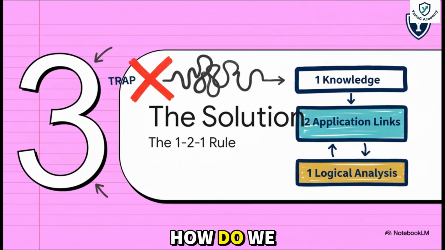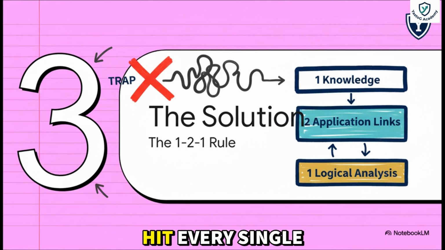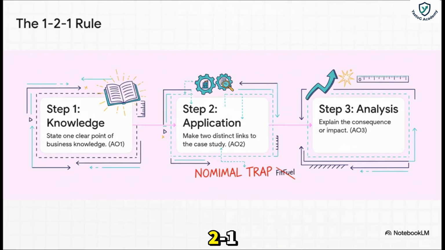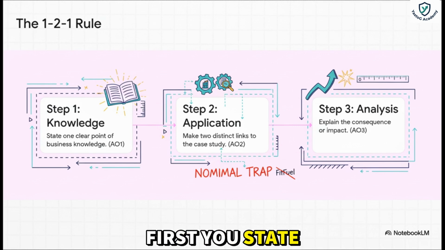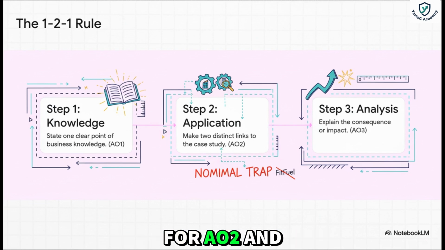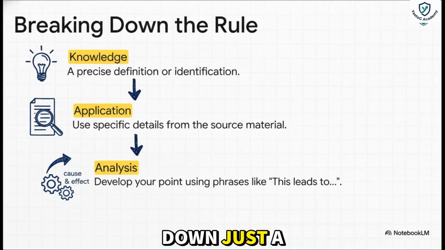Okay, so if that's the trap, how do we make sure we avoid it every single time? The solution is a simple but incredibly powerful structure I call the 1-2-1 rule. Think of this as your protocol, your system, that guarantees you hit every single assessment objective the examiner is grading you on. This rule is your blueprint. 1, 2, 1. It's that simple. First, you state one clear point of knowledge. That's your first mark, your AO1, locked in. Then you make 2 distinct links back to the case study, using specific details so you completely avoid that nominal trap. That's 2 marks for AO2. And finally, you give 1 clear point of analysis, explaining the consequence, the impact, and that's your final mark for AO3.